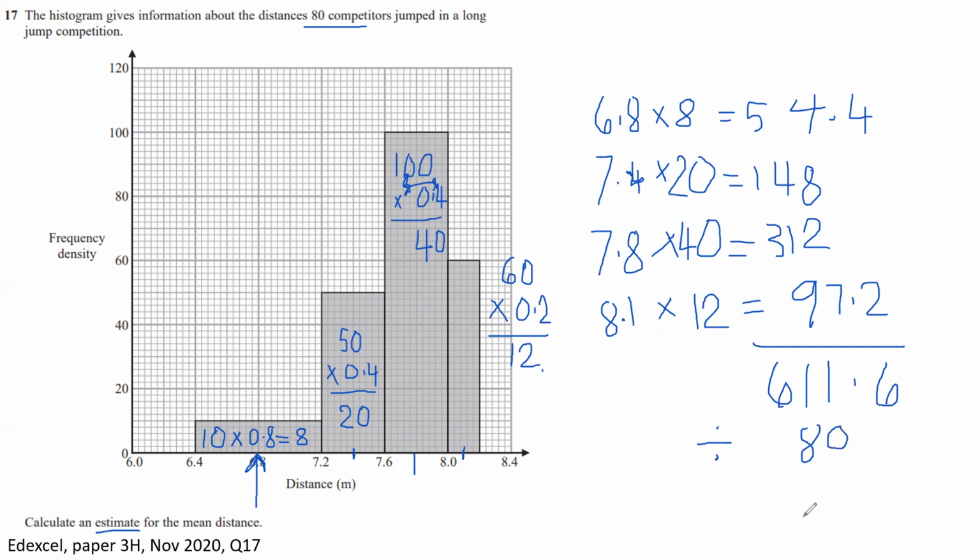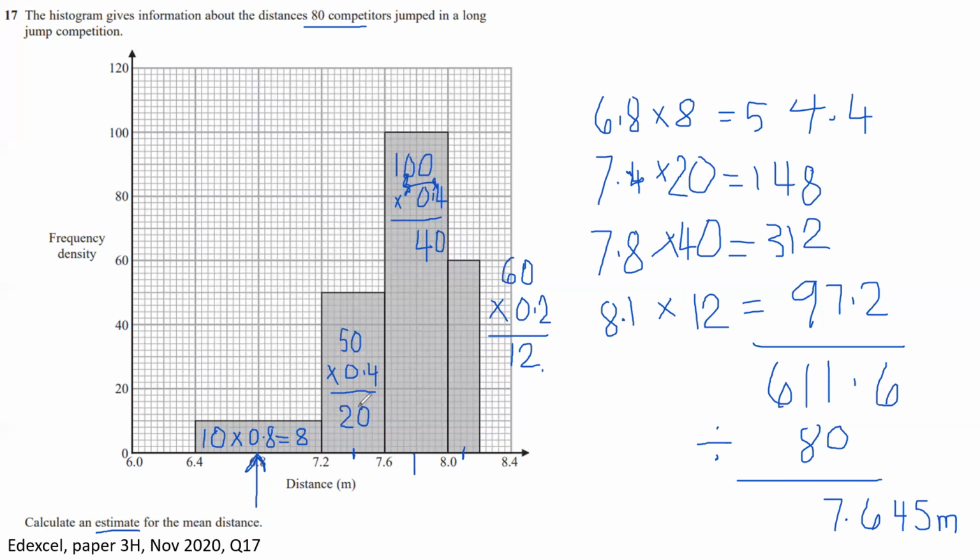And if we do that, luckily you get a calculator for this, because that is not a sum that I would like to do in my head. We end up with 7.645. That's of course in meters. So at this point, we've got an answer.